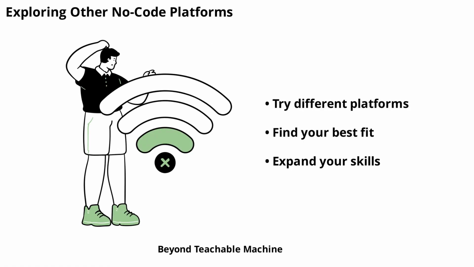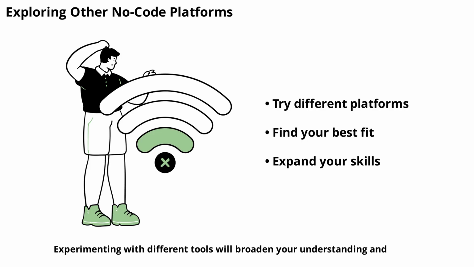Beyond Teachable Machine, there are many other no-code AI platforms to explore. Microsoft Lobe, for example, offers a drag-and-drop interface for image classification, while IBM Watson Studio provides tools for text and data analysis. Each platform has its strengths, so try a few to see which one fits your needs best. Experimenting with different tools will broaden your understanding and help you find the right fit for your projects.